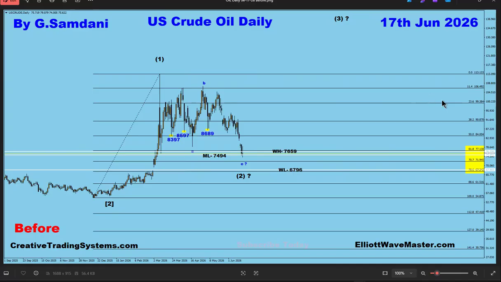I'm making this a small video about oil. So let's get started. This is the chart I made on the 17th of June, right? That's a crude oil daily chart. According to my Elliott wave count, this is wave 1, 2 was coming down, and this is the reversal zone.